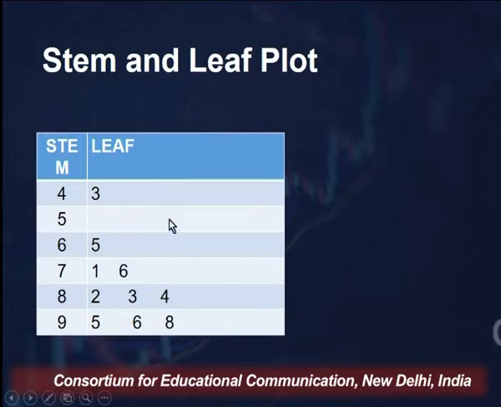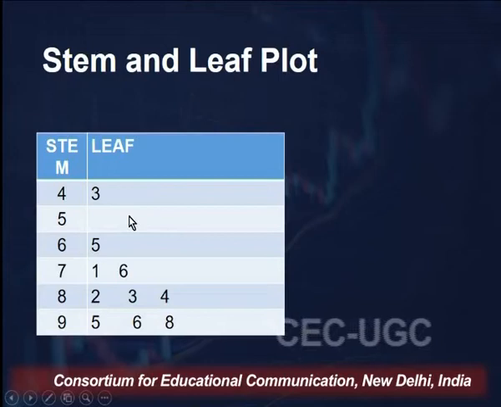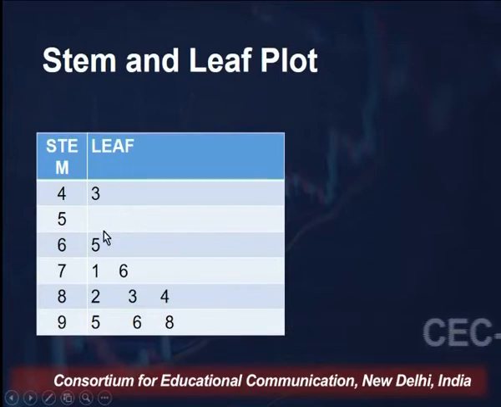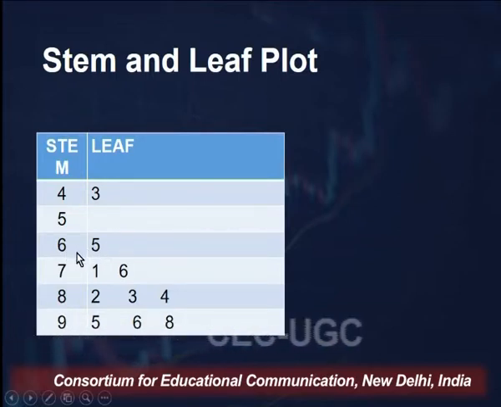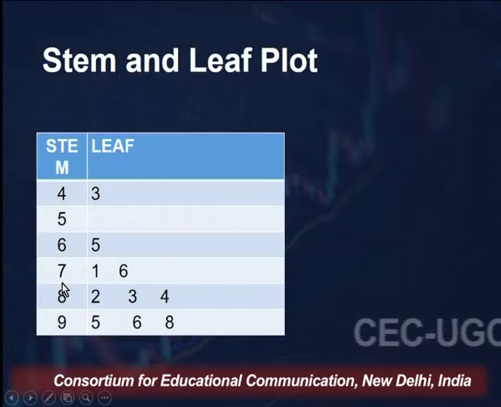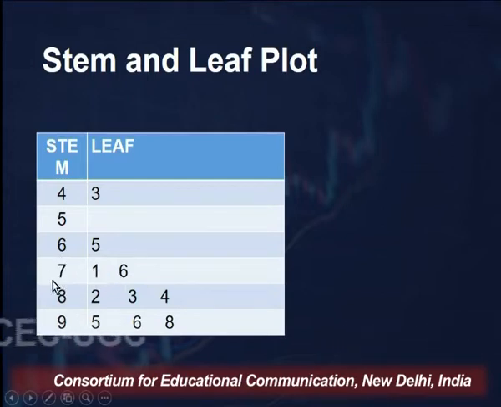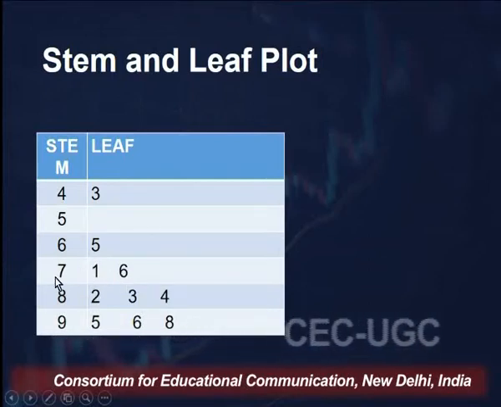Therefore, you are just going to write the stem, but you are going to write no leaves. That means there is no number with 5 as a tens place. Then comes the next number, 65. There is only one number, so 6 here and 5 here. Then there were two numbers starting in the 70s, one was 71, the other was 76. So put 7 here and write the leaves 1 and 6 in front of 7.